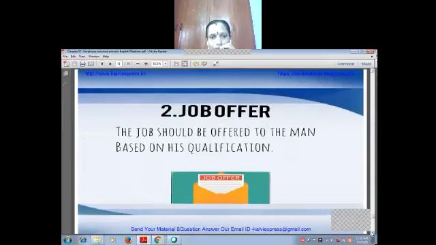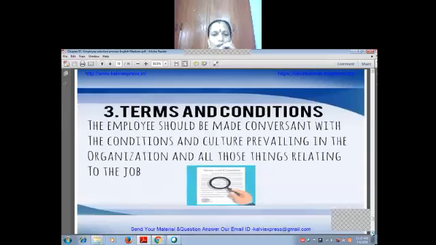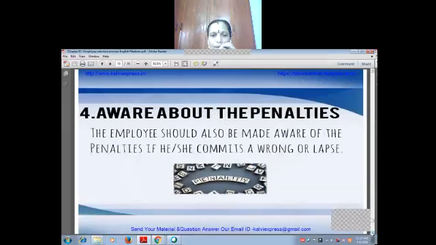Okay. Job offer. The job should be offered to the man based on his qualification. So whatever qualification they are having, according to that only they are giving the job. Okay. Terms and conditions. The employee should be made conversant with the conditions and culture prevailing in the organization and all those things relating to the job. So whatever terms and conditions the company is following, everything the person should follow. That's why they are putting a contract. So apart from that contract, they will never act inside the campus. Okay. So that is terms and conditions.